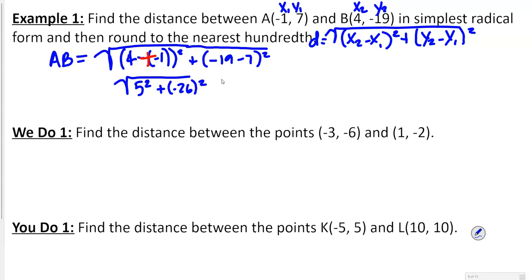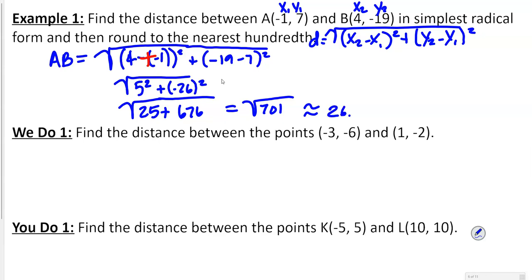You can go ahead and do that in your calculator right there, okay? So this is going to be 25 plus negative 26 times negative 26, which is 676. So this is equal to the square root of 701. And that is going to be equal to, we'll say approximately, right? You could try to see if there is a perfect square factor of that. Couldn't find one, so this is 26.48. Okay? So go ahead and do the next two. Come back to me when you're done.